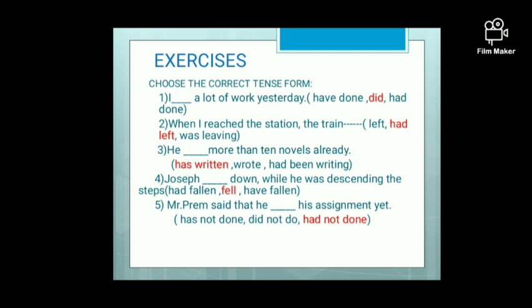Let's take the fifth one now. Mr. Prem said that he dash his assignment yet. Your three options are has not done, did not do and had not done. Look at the sentence closely. You'll find that you are reporting the words of Mr. Prem and you have a clue word there. It is yet. And normally with yet we use present perfect tense. Since this is reported speech, you will be using past perfect tense and hence your answer is had not done.